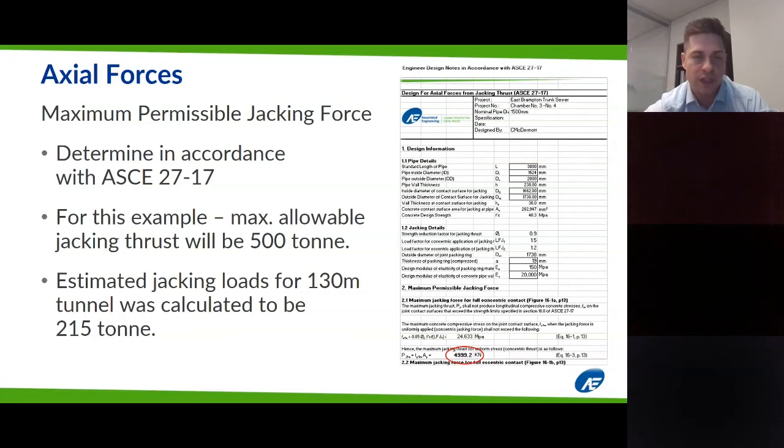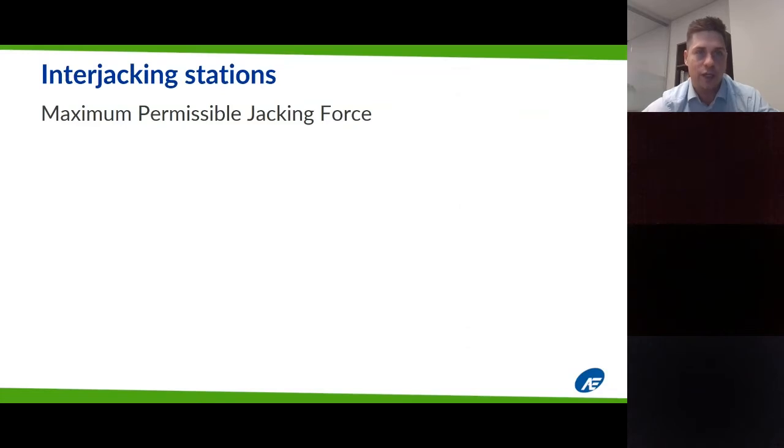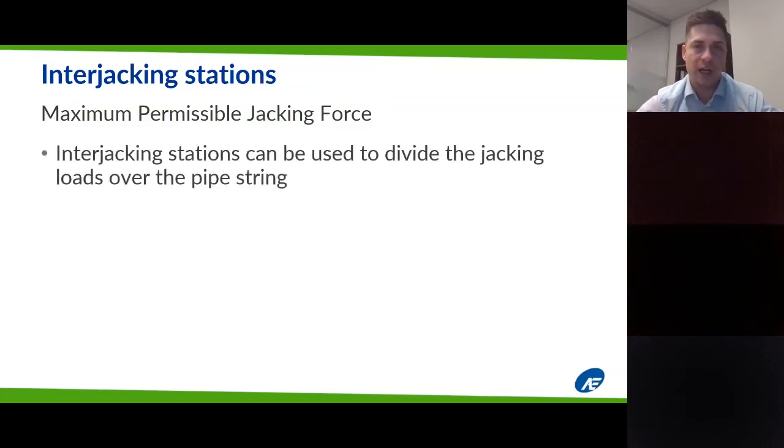So we had about twice as much capacity as we needed, which is great. But there are obviously some times where your pipe string requires a lot more force than the permissible jacking forces allowed on the pipe. So what do you do in those situations? You can divide up the jacking loads over the string of pipe by installing interjacking stations.